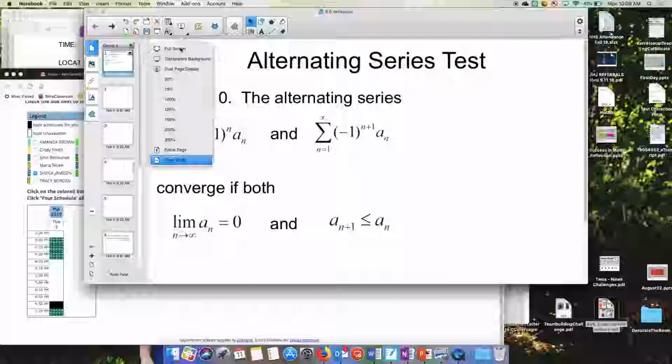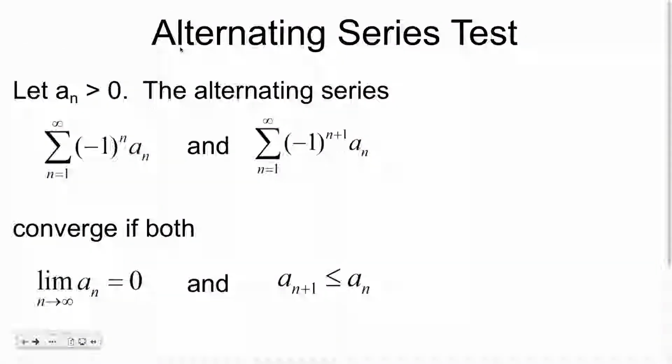This is about as easy as they come. If there's an alternating piece in it, like the -1 to the n or the -1 to the n plus 1, it's an alternating series. And if it's an alternating series, then you need to show me that the limit is 0. We usually check that anyway.